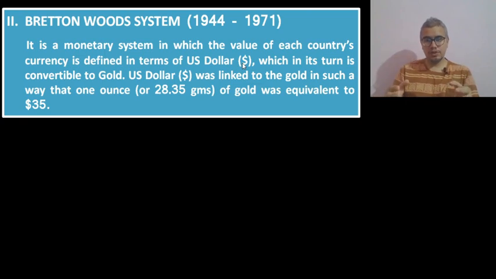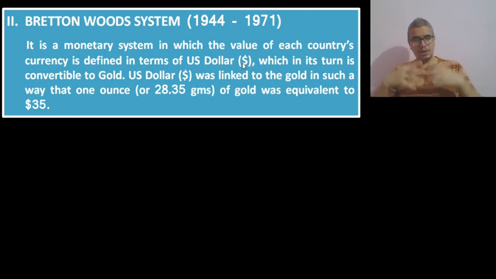What we will first do is express our currency in terms of US dollar, and the US dollar in its turn can be converted to gold. So there was no direct conversion. In the gold standard system, what did we see? We see that domestic currencies or any currencies were directly convertible to gold.